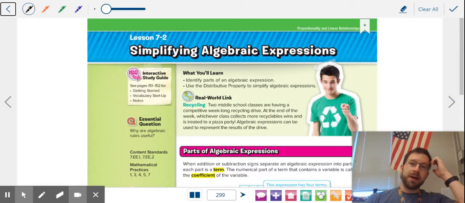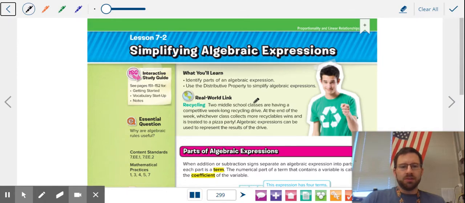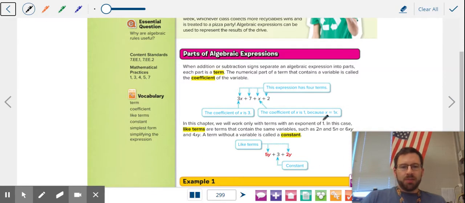Today we are talking about simplifying algebraic expressions. This is our second lesson in Unit 4, so let's get started. First up, we have some vocabulary words we need to talk about so that you know what we're talking about when we're talking about it. Vocab is good for that.